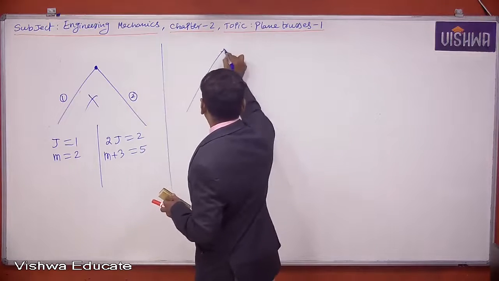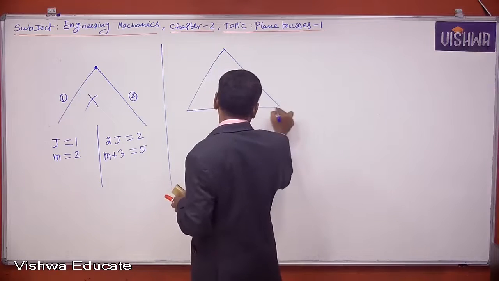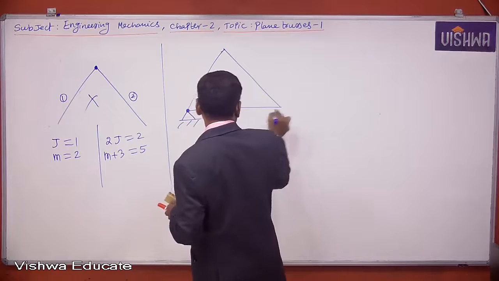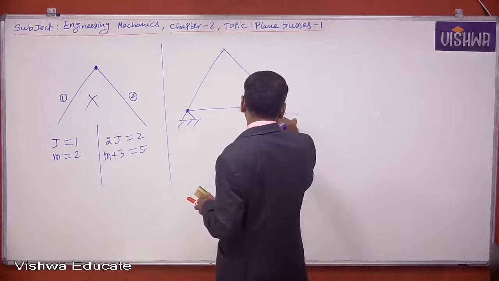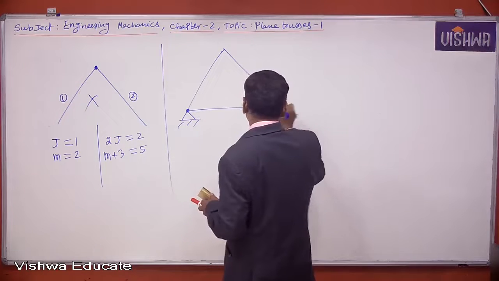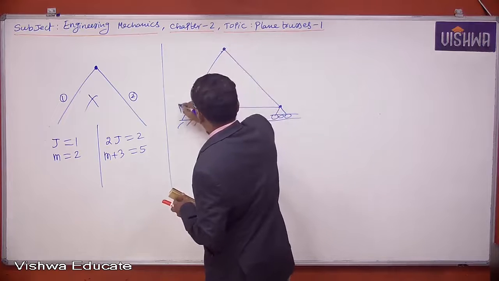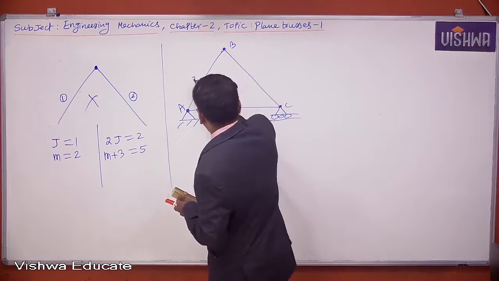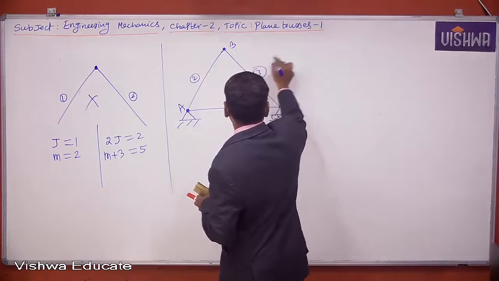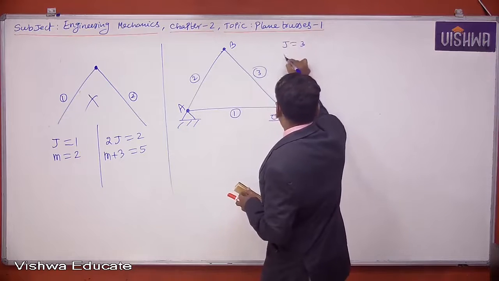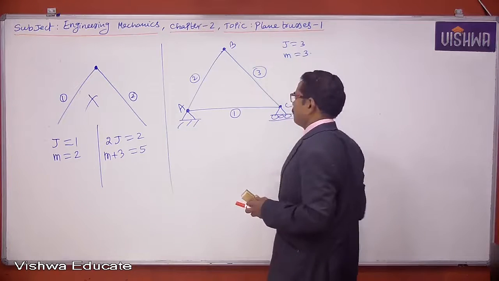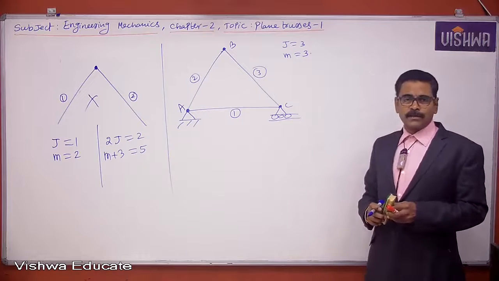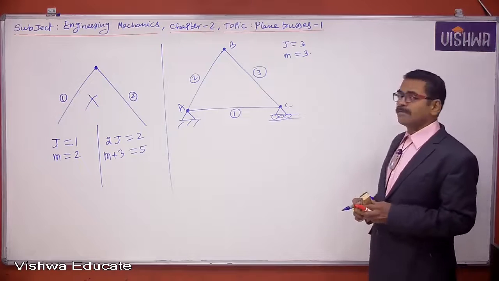Now let us think about three members. Here three members are there, with a pin joint at each corner. This is A, this is B, this is C. Number of elements is 3 and number of joints is 3. So J is 3 and M is also 3. Number of elements is equal to number of joints.